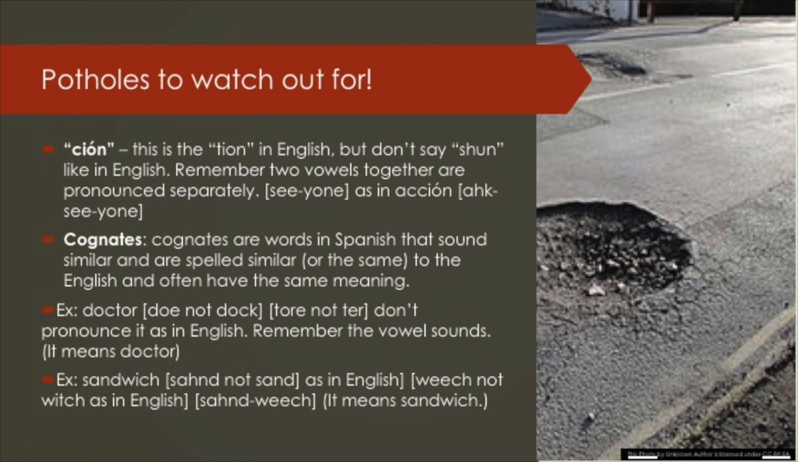And the second example is the word sandwich in English, but it's not pronounced sandwich. The letter A says a in Spanish, so the first syllable is san, san, not san, and the second syllable is wich, not wich. Okay, wich because the letter I says i, so it's sandwich, sandwich. And yes, of course, it means sandwich.